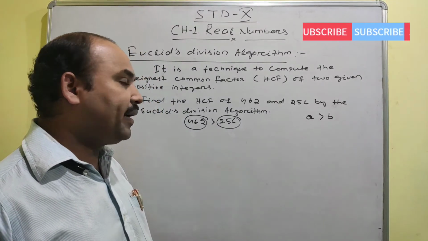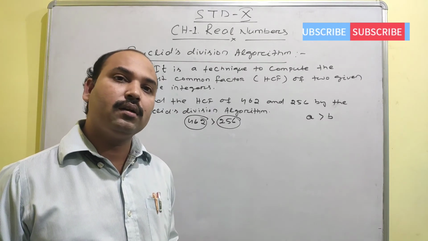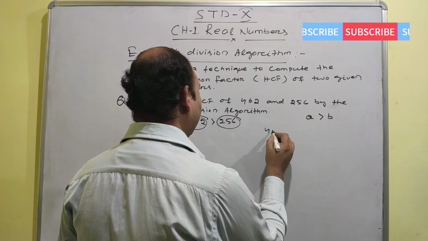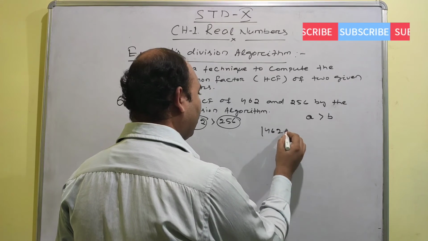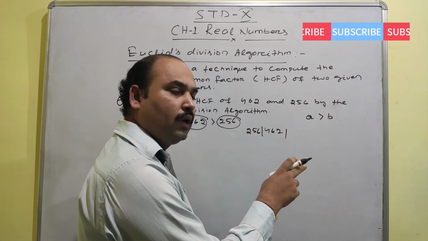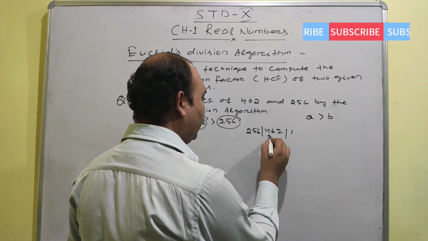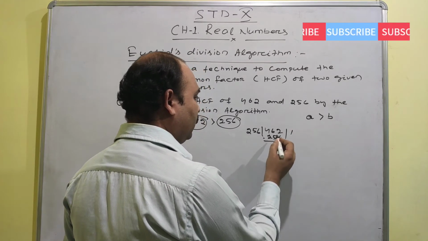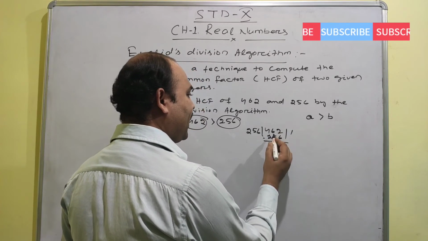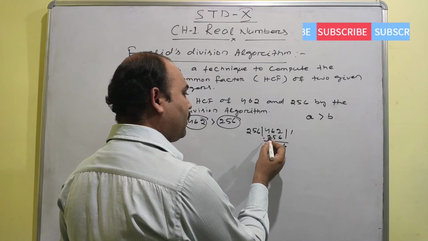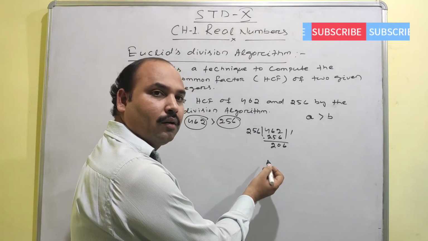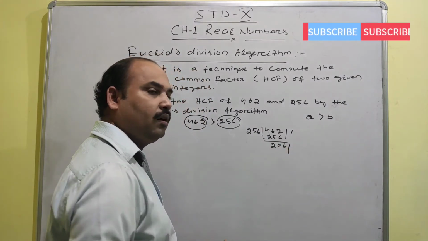First we'll find the HCF by the long division method. I'll show you. 462 divided by 256. If we put 2 it will be greater, so put 1 here, it will be 256. Then subtract: 462 minus 256 equals 206. The remainder becomes the divisor for the next step.